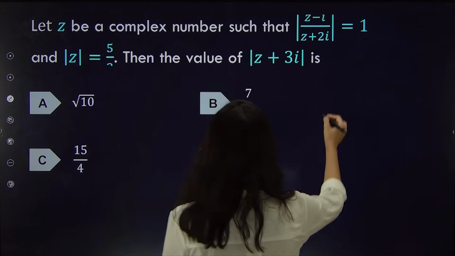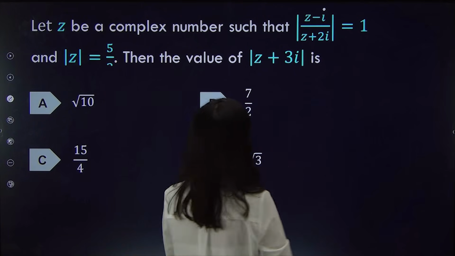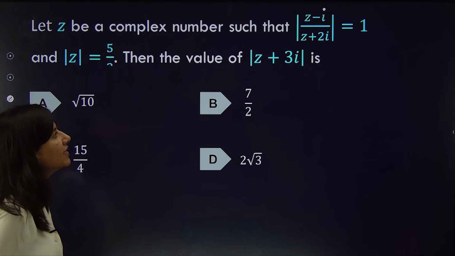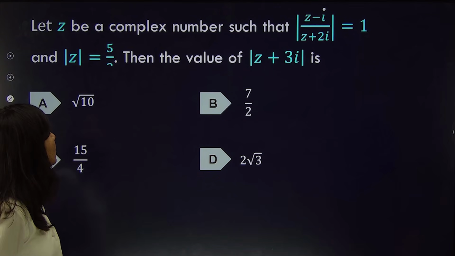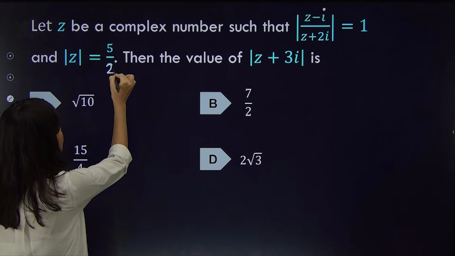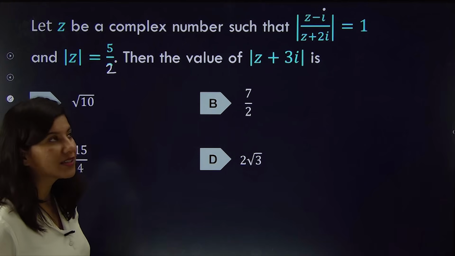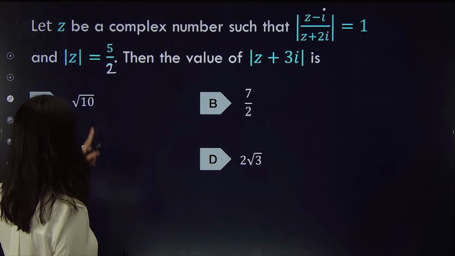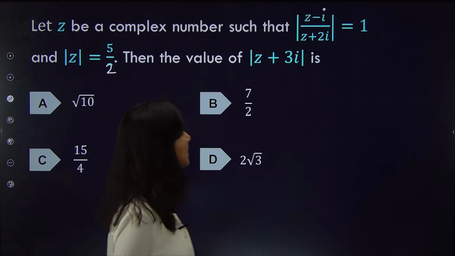Let z be a complex number such that the modulus of (z minus i) upon the modulus of (z plus 2i) is 1. Mod z is given as 5 by 2. Then find the value of mod of (z plus 3i). Okay, so this is given. This is what we need to solve.